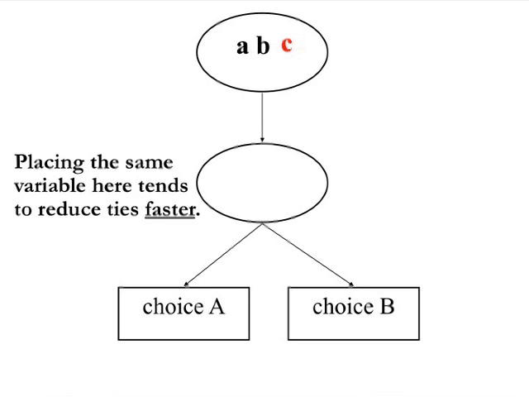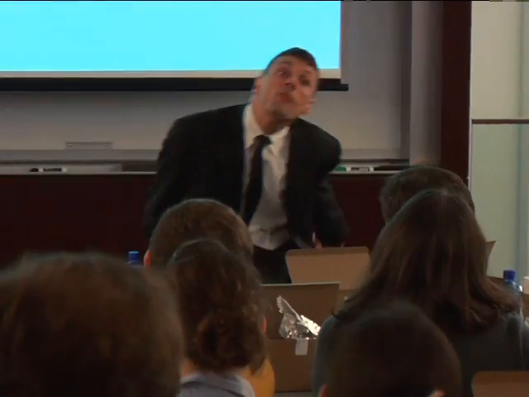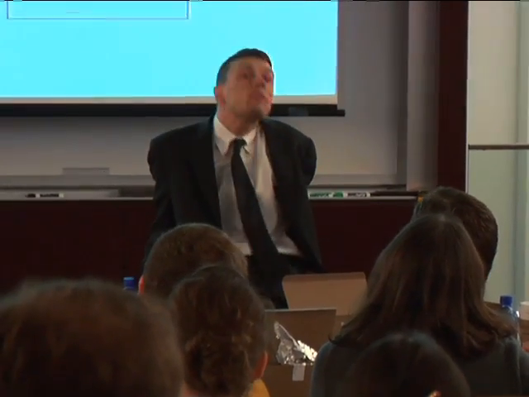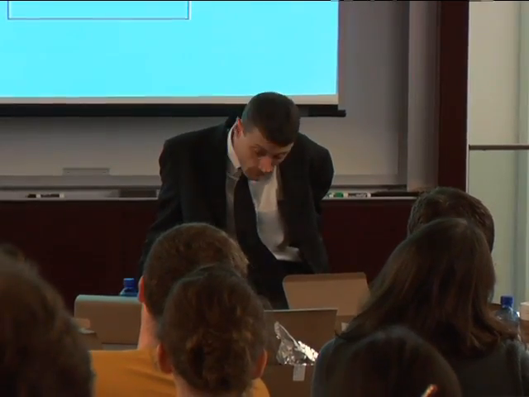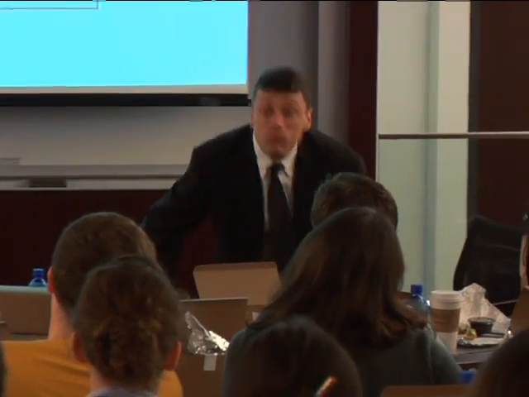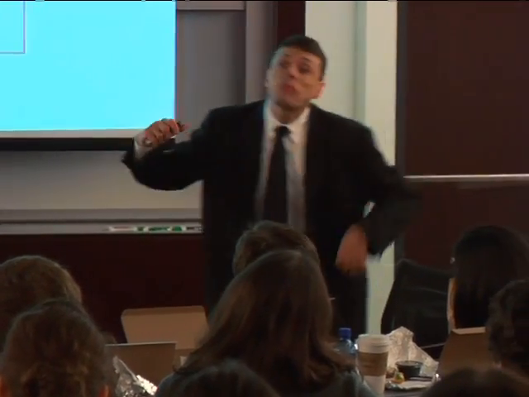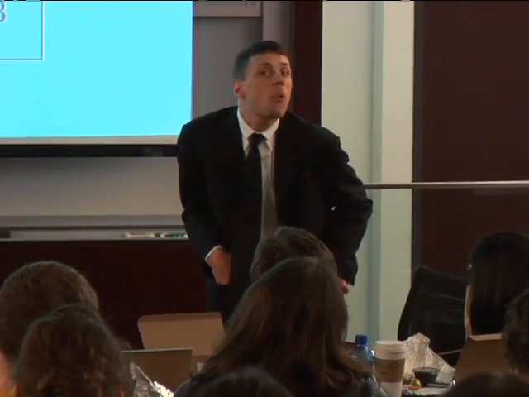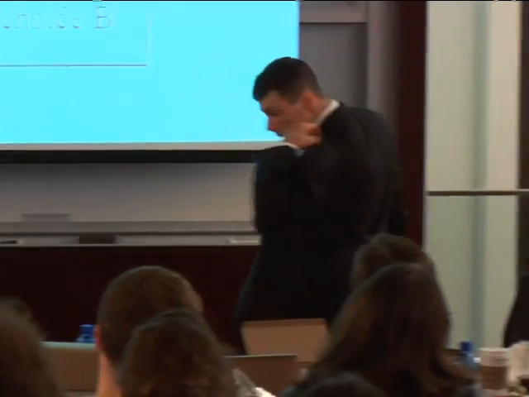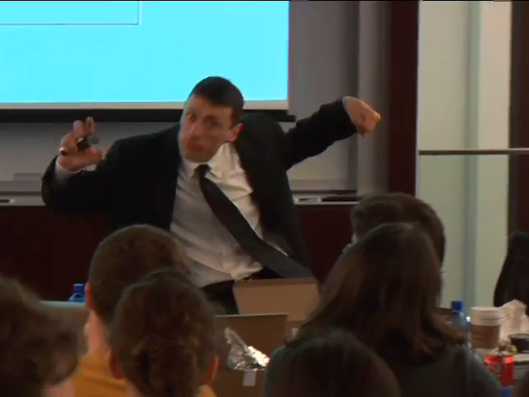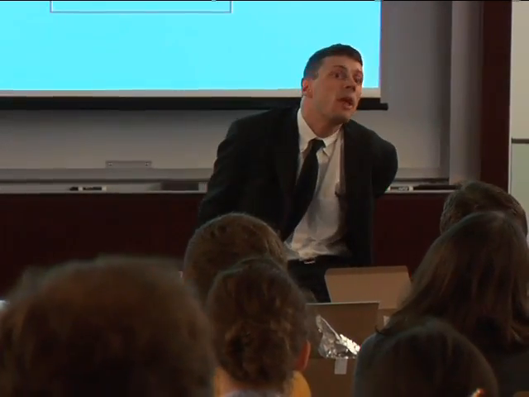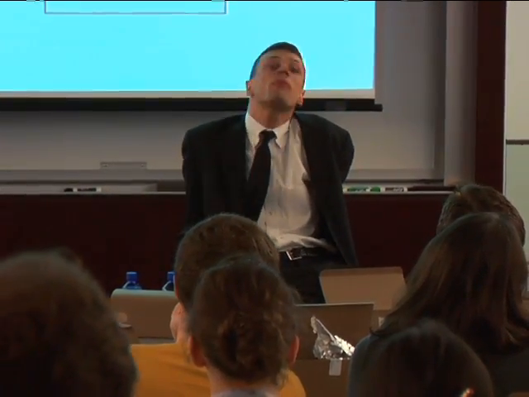But placing the same variable here in the tie-breaking decision location, the lexically inferior decision rule, tends to reduce ties even faster. So if you have three considerations, say entertainment, education, and reputation, if you really do fear a tie, that you're going to end up in stalemate, immobility, equipoise, loggerheads, whatnot, you may throw that third variable into the tie-breaking decision stage, and you will reduce ties even faster.